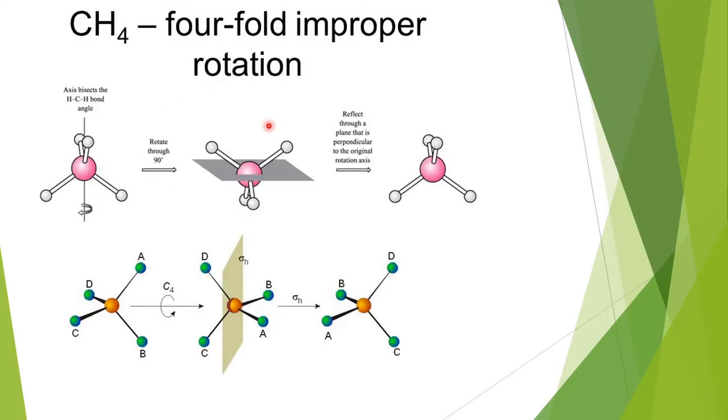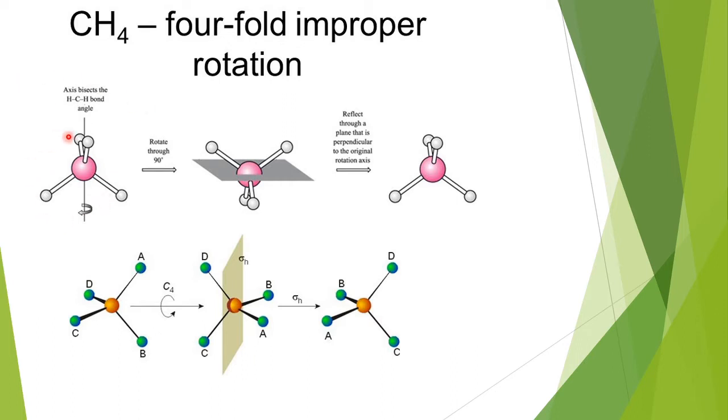Improper rotation is actually a combination of two symmetry operations. One is a rotation followed by reflection. But here there is something you have to be very careful about. Rotation is through a particular axis, and the reflection plane is perpendicular to the rotation axis.